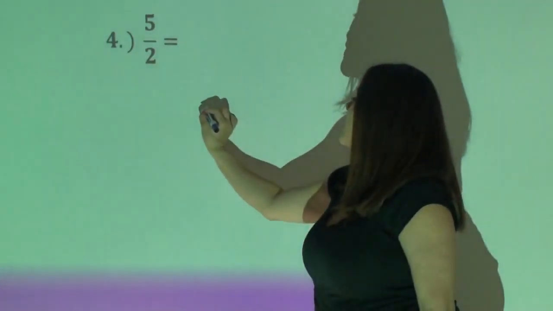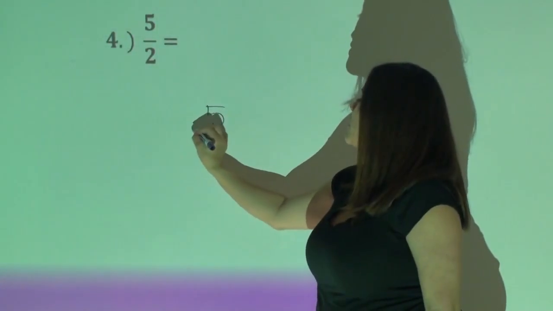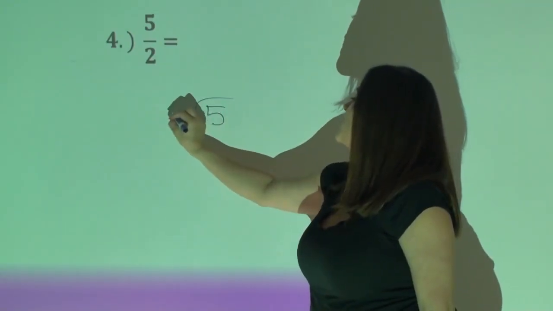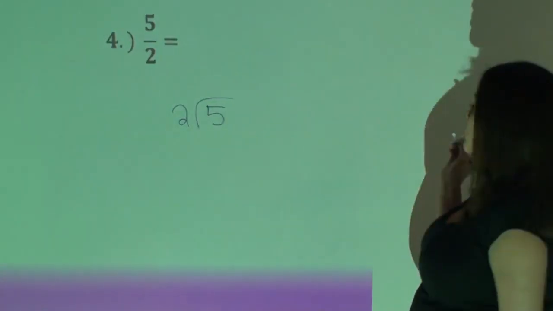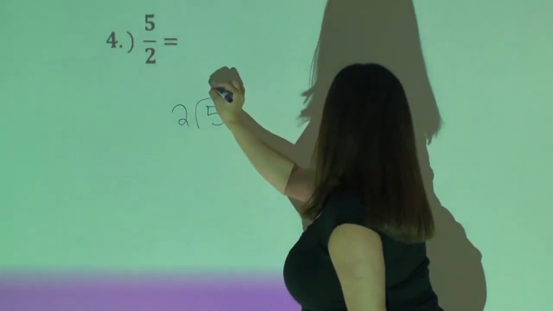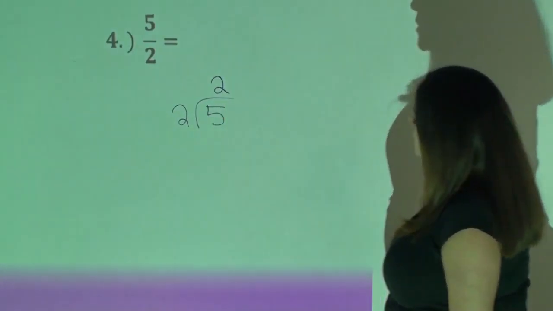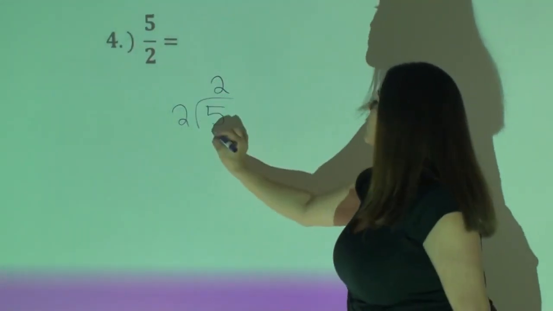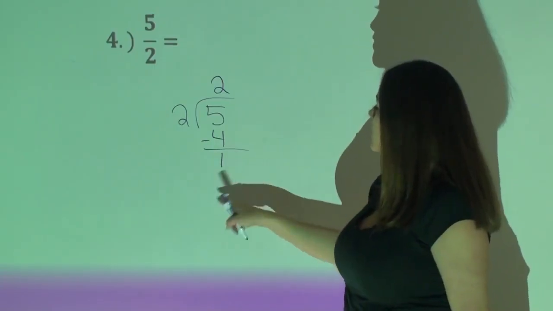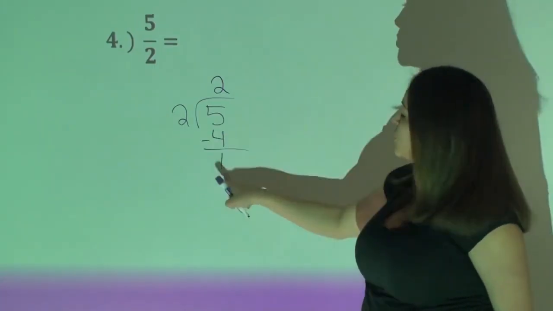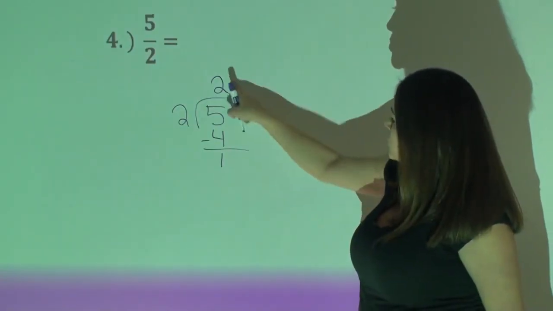So we're going to take 5 and we're going to divide it by 2. When you take 5 and divide it by 2, you're going to get 2. And then we do 2 times 2 is 4. And then we have 1 down here, and this is actually our remainder because 2 doesn't go into 1. So that's going to be 2.